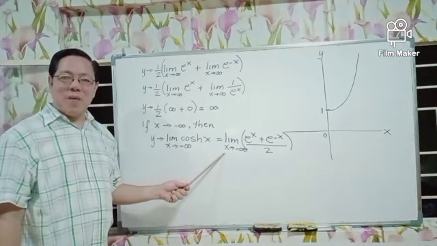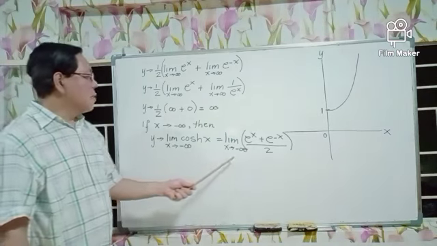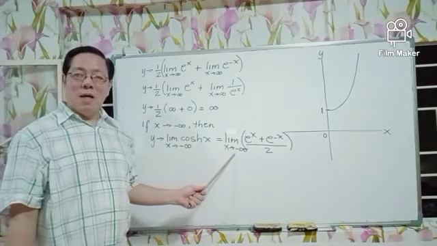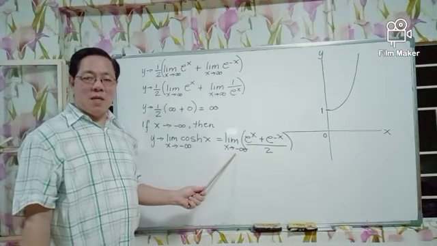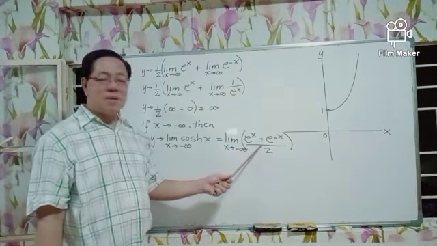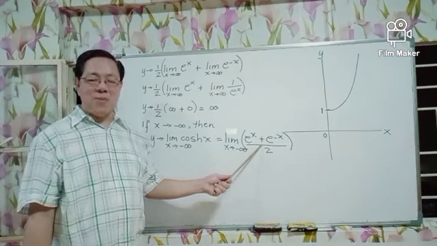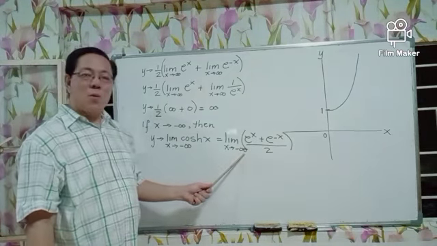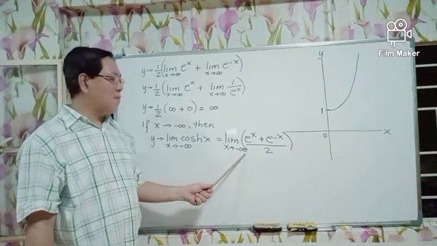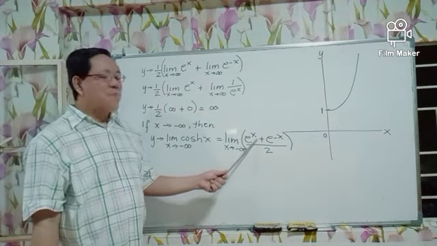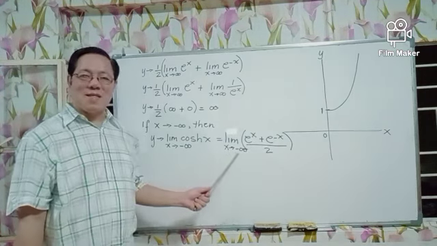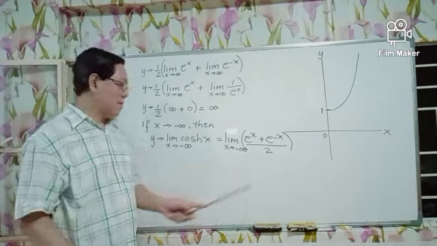And we again apply properties of limits. We take 1/2 out of the limit, and we apply the property for the limit of a sum, which is equal to the sum of the limits. Hence, this limit is equal to 1/2 times the limit of e to the x plus the limit of e to the minus x as x approaches negative infinity.